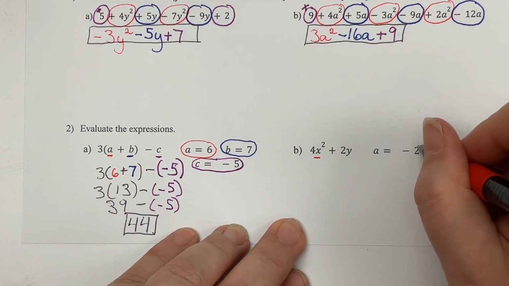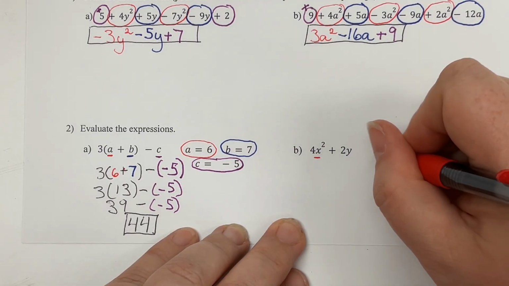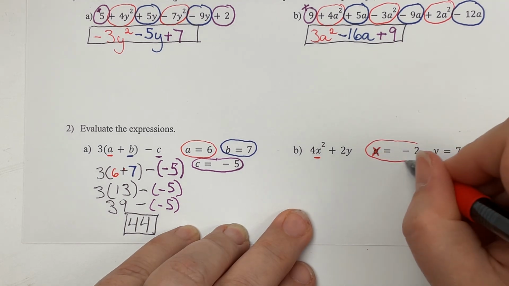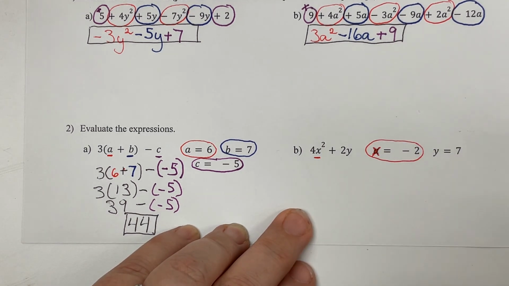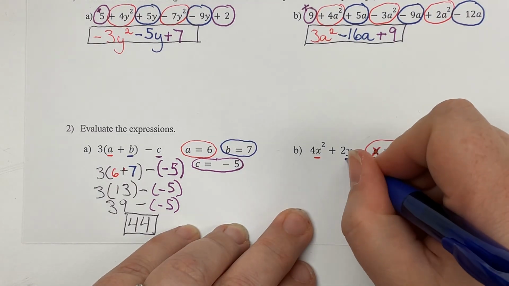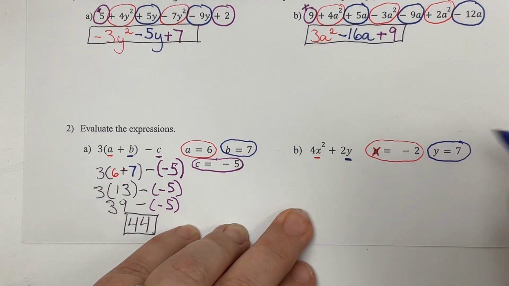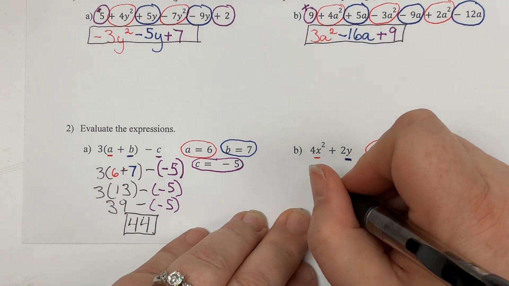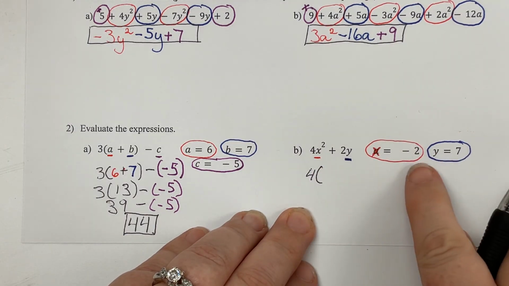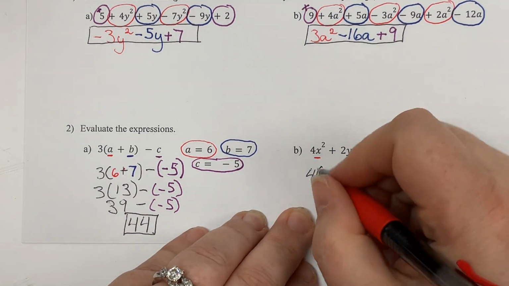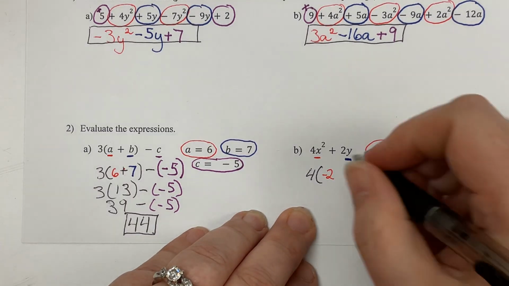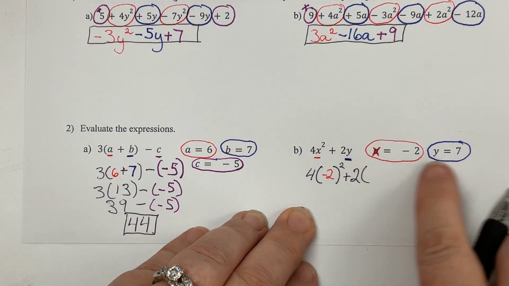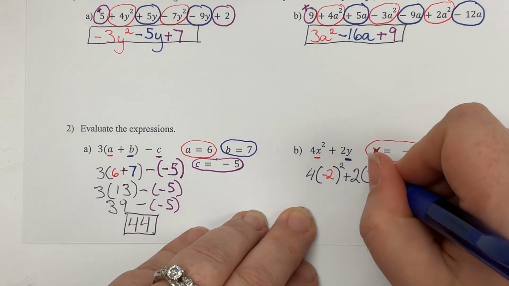Okay, let's see. I've got an X. Oh, I made a mistake. That should be an X. I'll have to fix that on the test. So we've got an X that equals negative 2, and we've got a Y that equals 7. Let's give this a shot. So I have 4 times, and then what's X? Negative 2, and that's squared, plus 2 times Y, which is 7.